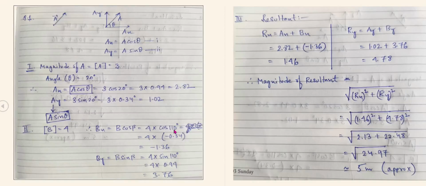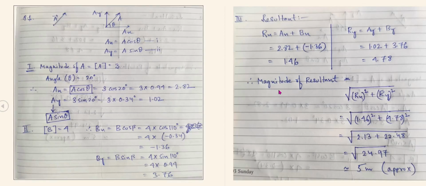After finding these two components, we have to find the resultant. How to find the resultant? We have to put the values in Rx, that is the resultant along the x-axis. It should be the summation of Ax and Bx, and it comes to be 1.46. Likewise, Ry equals Ay plus By, which comes out to be 4.78. Now, this is the resultant from both directions, x-axis and y-axis.